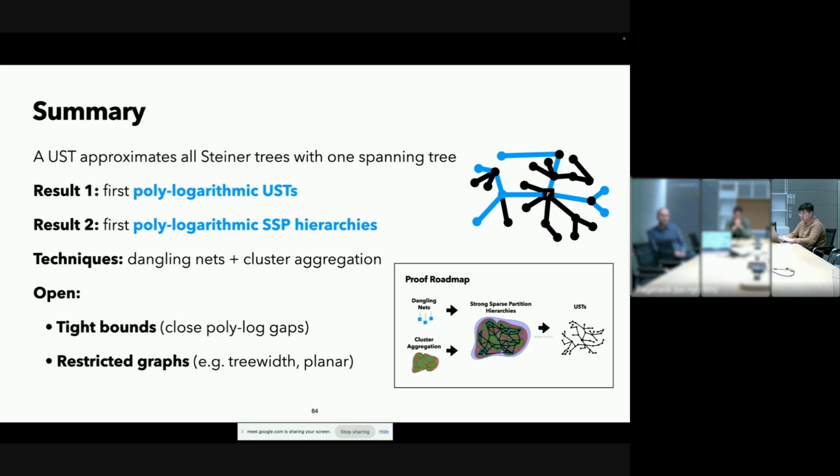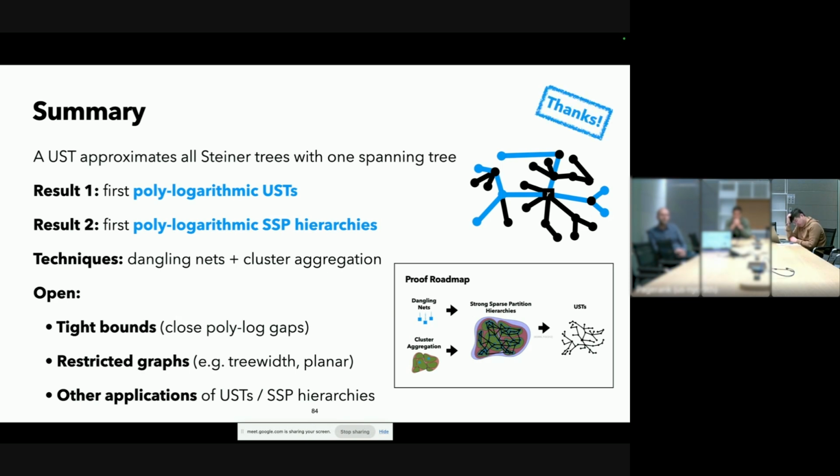Another thing that's natural to study is these kinds of objects for special graph families, say graph families that you might reasonably expect to encounter in practice. And the last thing goes back to Kuba's question at the beginning. In some sense, universal Steiner trees and strong sparse partition hierarchies are graph objects that have no business existing. It's kind of bizarre that you can find one spanning tree that's a good approximation for all instances of Steiner tree. And for that reason, there ought to be more applications of these things, but I don't know of any. So with that, I'm going to finish my talk and thank you for your attention.